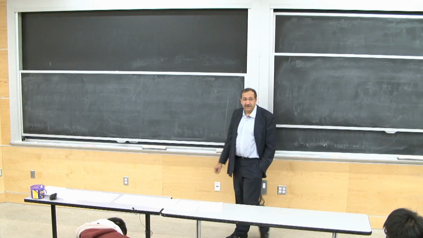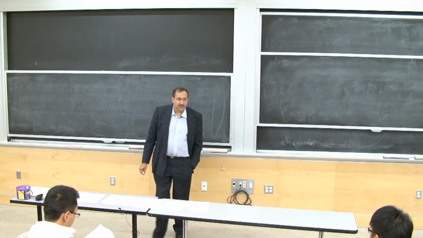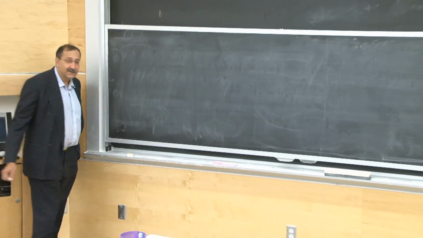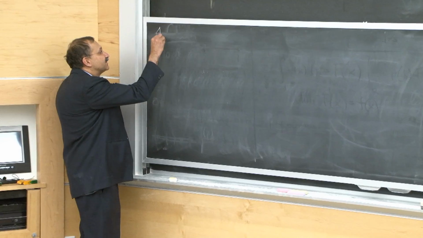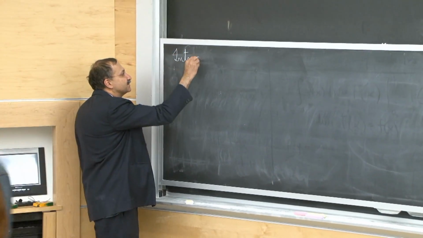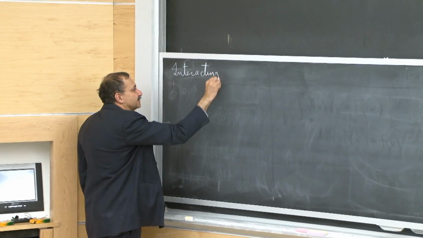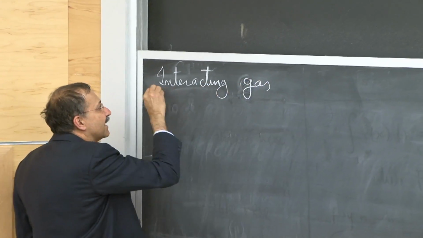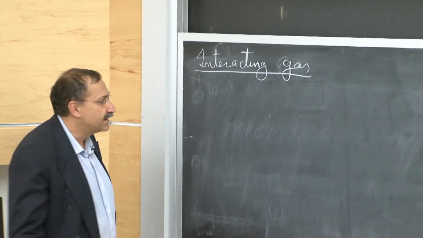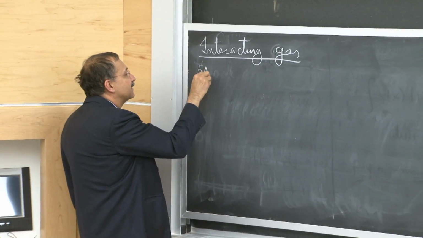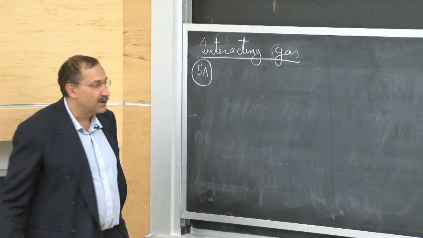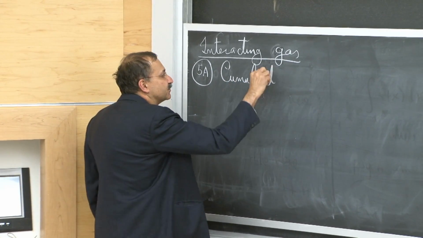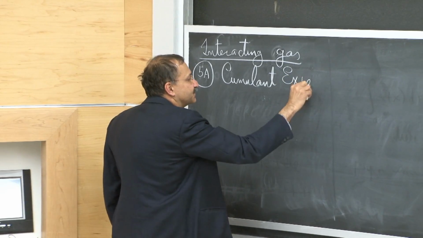Okay, let's start. So last time, having dealt with the ideal gas as much as possible, we started with interacting systems. Let's say interacting gas. And the first topic that we did was what I called an approach towards interaction through the cumulant expansion.